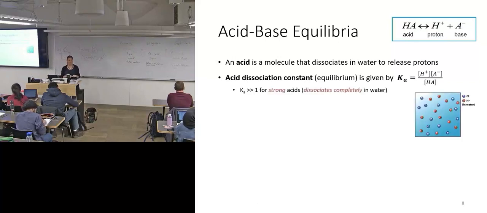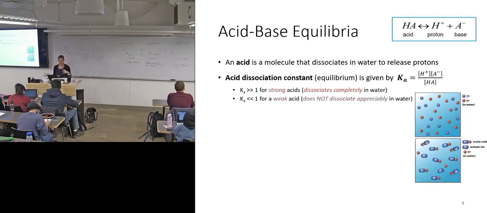We said that if K sub A is much, much bigger than 1, we call this a strong acid. It's dissociating completely in water. And our example was hydrochloric acid, or HCl. Alternatively, if K sub A was less than 1, such that it wants to stay more as an acid, this concentration is much bigger than the concentration of these on top. This is a weak acid. It does not dissociate appreciably in water, and our example for that was acetic acid.